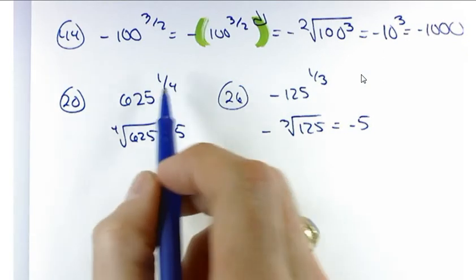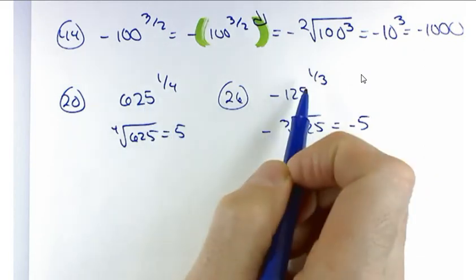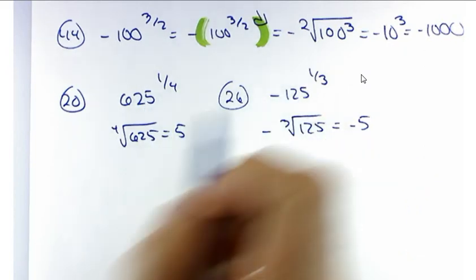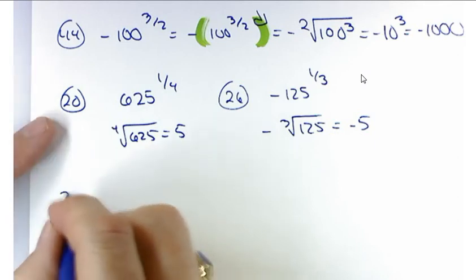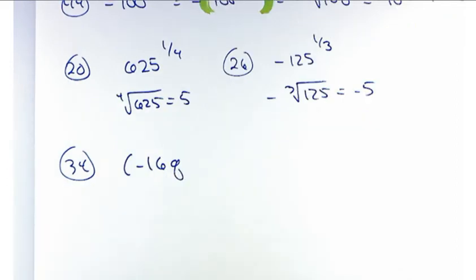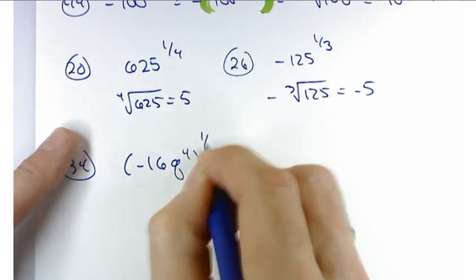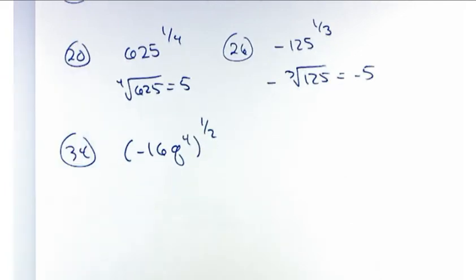So something to the 1/4 power is like a 4th root. Something to the 1/3 power is like a cube root. What do you think something to the 1/2 power is going to be like? Something to the 1/2 power is in number 34. What am I going to get here?